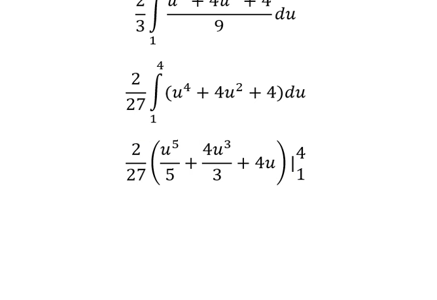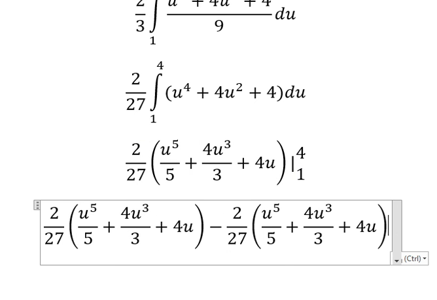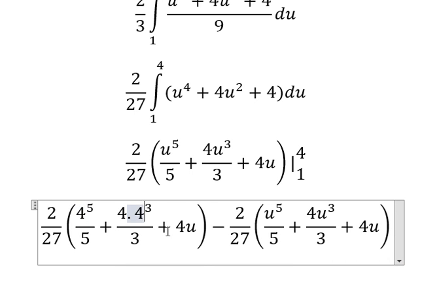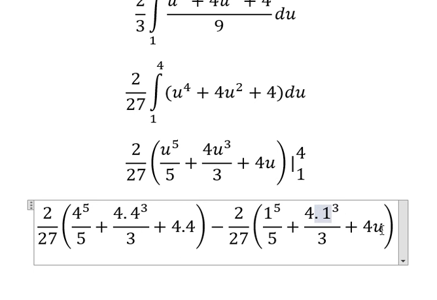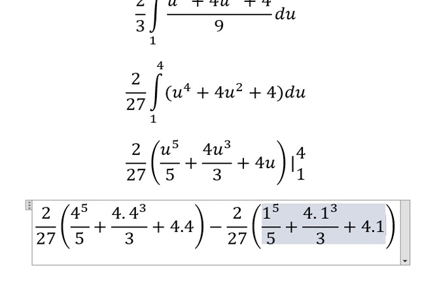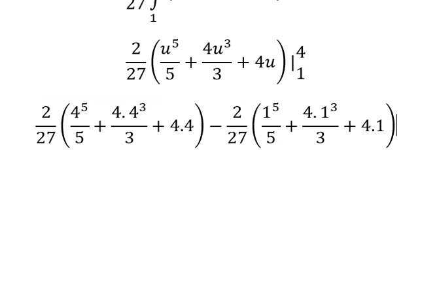And now we got the final answer. So we calculate this one. You got 334 over 15. And this is the final answer.